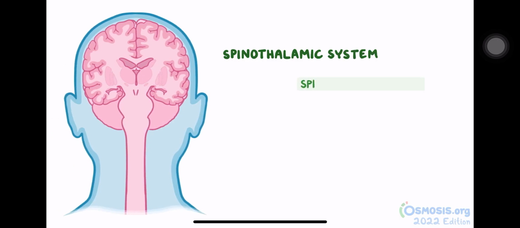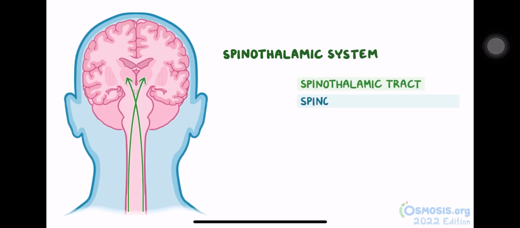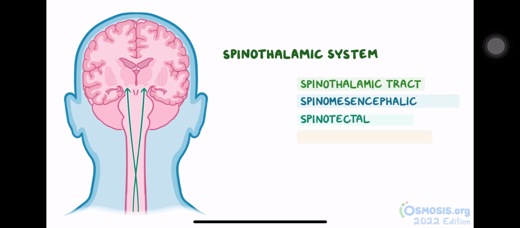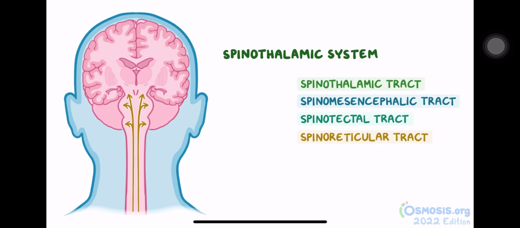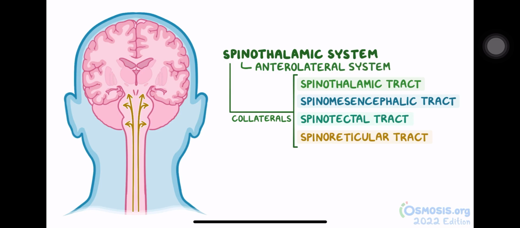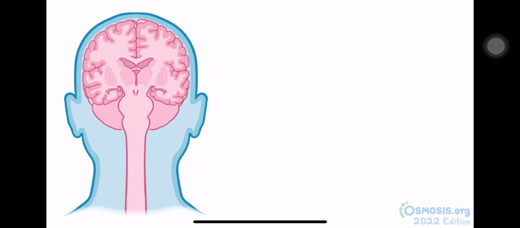Next, let's look at the spinothalamic system, which includes the spinothalamic tract as well as the spinomesencephalic, spinotectal, and spinoreticular tracts, which are collaterals, or offshoots, of the spinothalamic tract. Note that the spinothalamic system is also referred to as the anterolateral system because of its position within the white matter of the spinal cord.